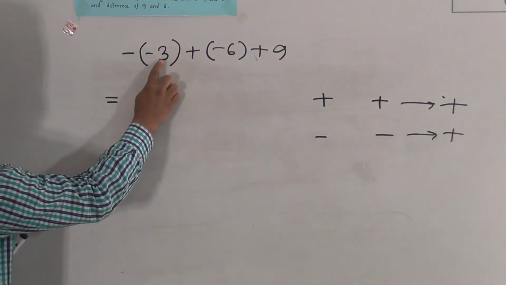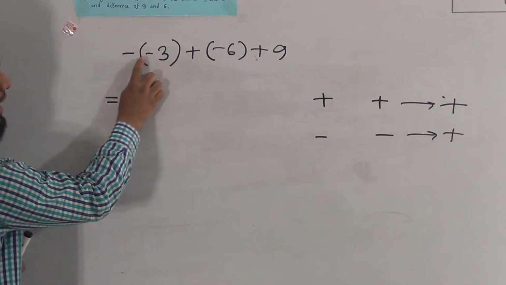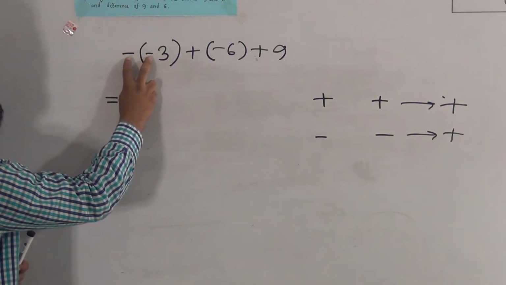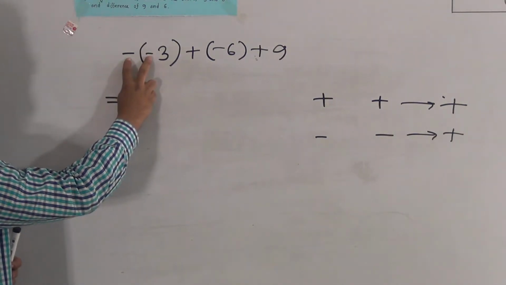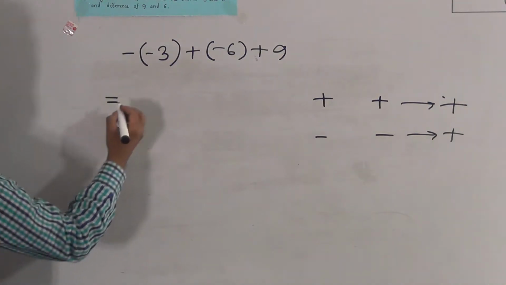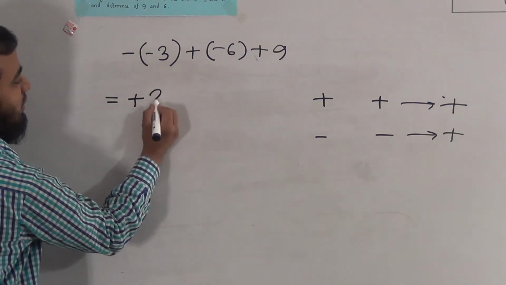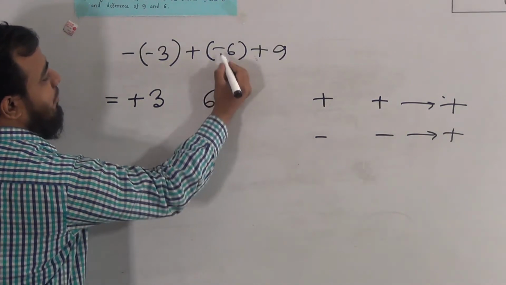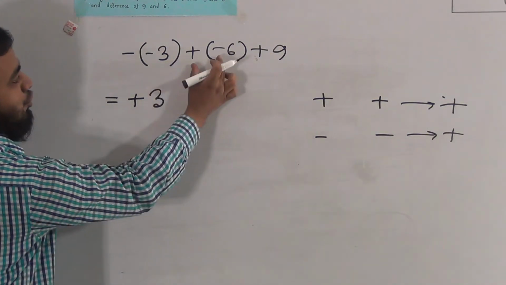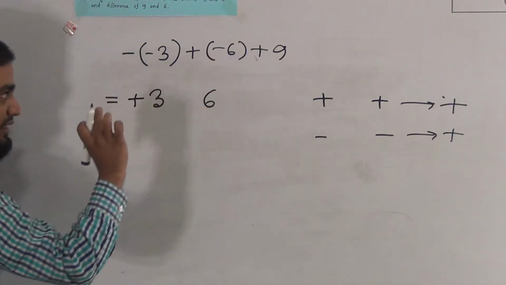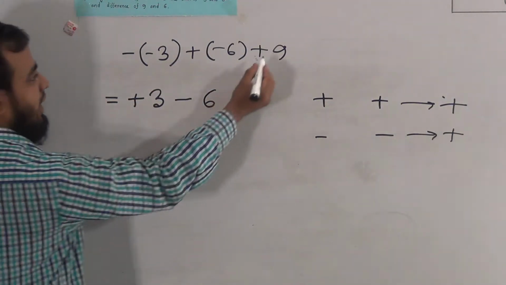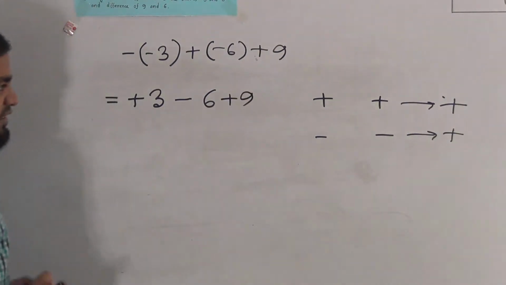Here 3 has a minus sign in front and another minus sign. So these two minuses are multiplied. When two minuses are multiplied, that means similar signs multiplied, we will get a plus sign in front of 3. Now this 6 has a minus sign and a plus sign in front. So plus and minus are dissimilar signs. So we will get a minus sign in front of 6. And 9 has a plus sign, so write down the plus sign here.